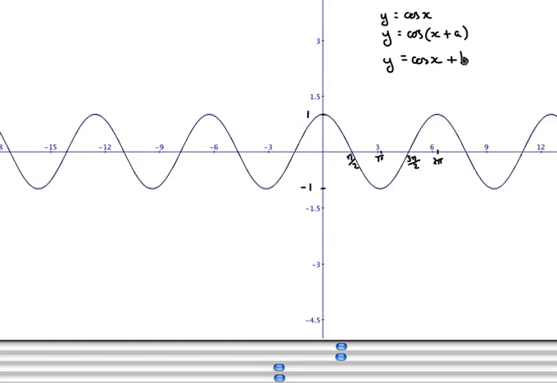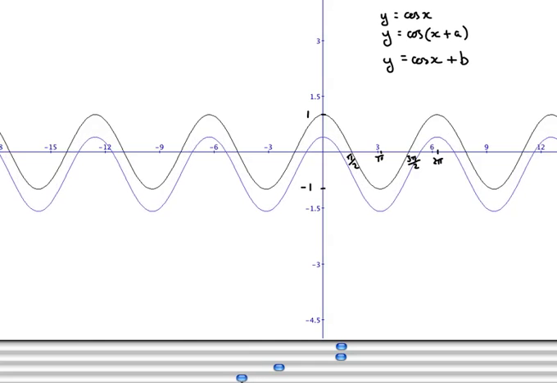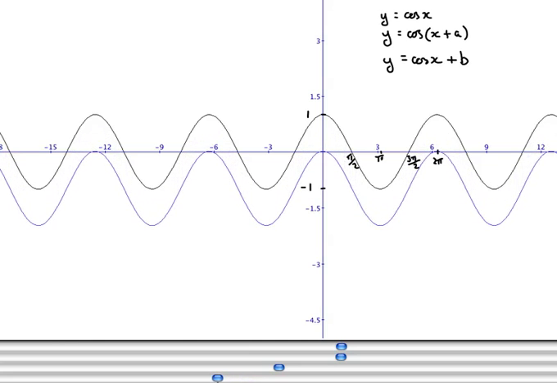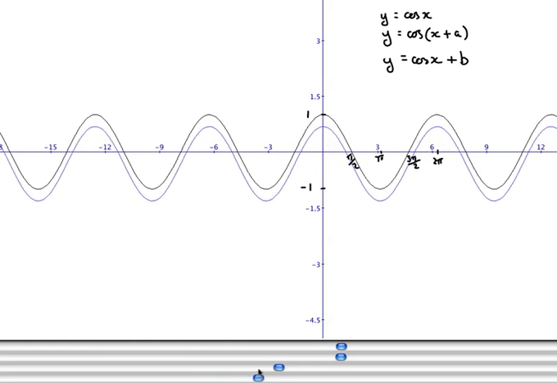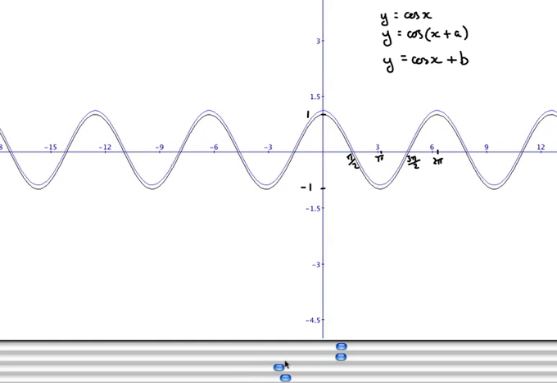And similarly, if we made b negative, in other words, subtract numbers from the values of cos x, then the graph will do the opposite of what it did when we added numbers. There it is, we're subtracting 1. All the values of the cosine have now gone down by 1. So the whole graph is shifted down 1 unit. I think we're now in a position to tackle the question.